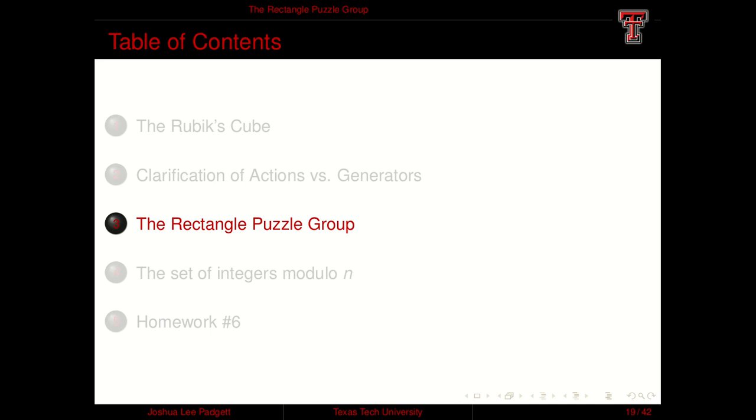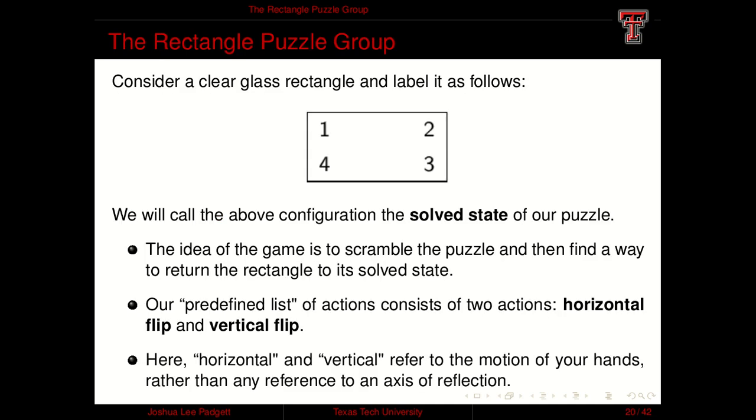At this point, I have really gone through the notes again, and what I want to do is provide another example that we will talk about in Chapter 3, which is the rectangle puzzle group, and is far easier to visualize. So consider a clear glass rectangle and label it as follows. You could get a piece of blank white paper and put numbers at each corner.